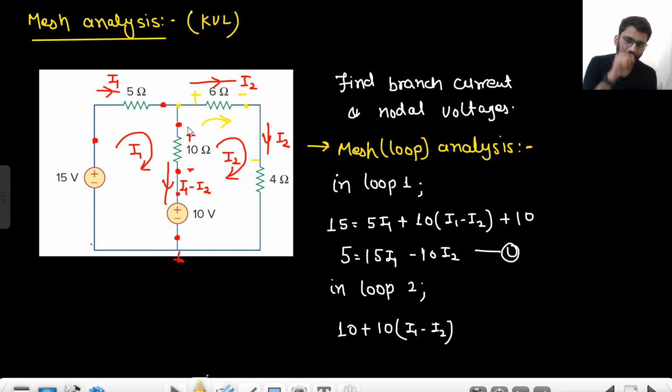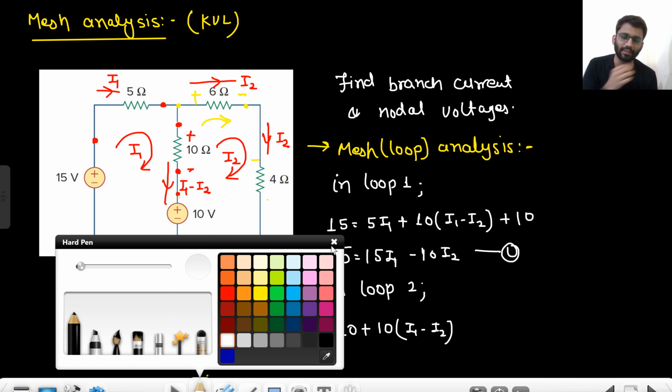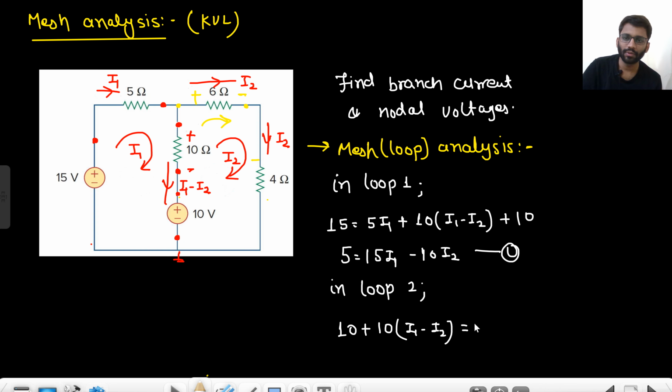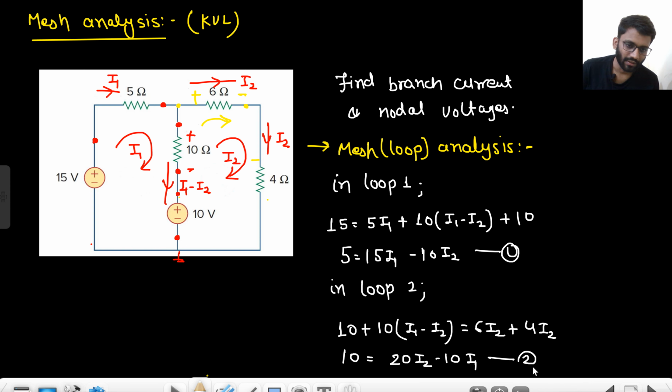So making the voltage drops, here we will have positive, here negative, here negative, and here also positive. So positive on one side and negative on the other side. That will equal 6I2 plus 4I2. Negative ones at this side, positive ones at this side. So this is the final equation that we are getting. I can narrow it down like this: 10 equals 20I2 minus 10I1. Equation 2.